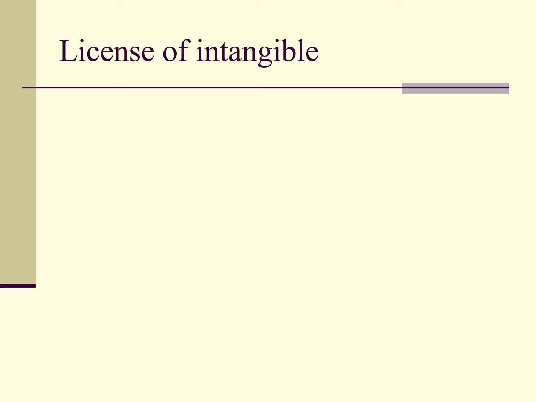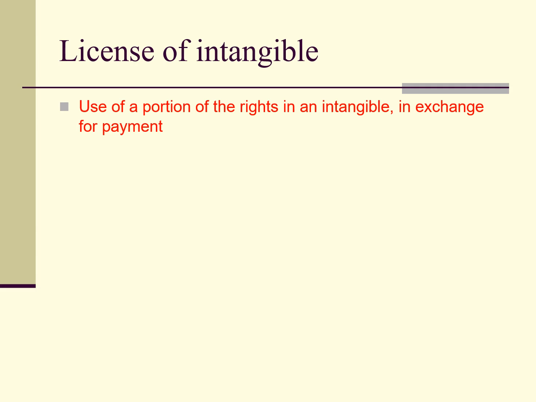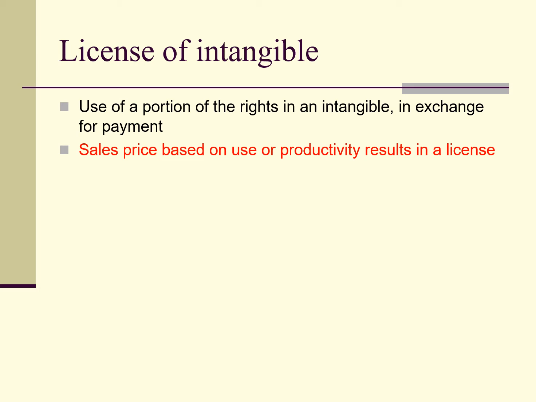Next, we discuss the license of an intangible. There is a license of an intangible if the owner of the intangible permits another to use a portion of the rights in the intangible in exchange for payment. In addition, as noted above, a purported sale is classified as a license if the payment for an intangible is based on the use or productivity of the intangible.